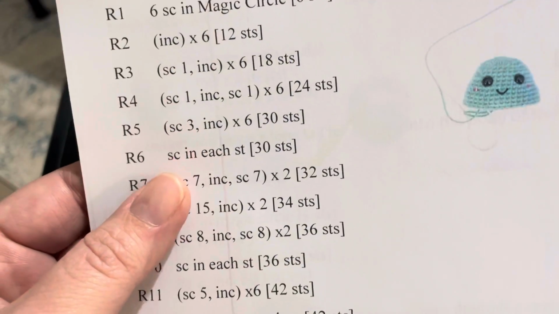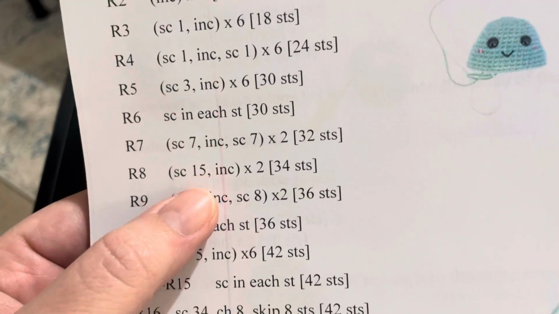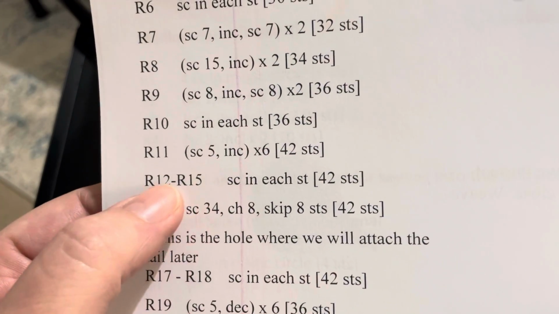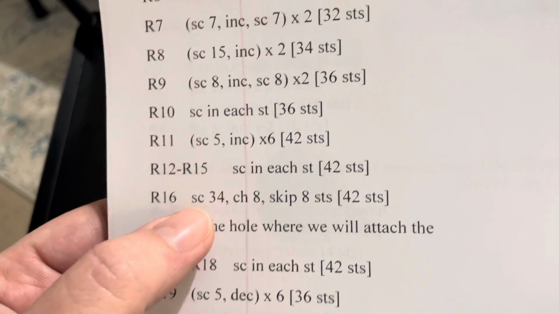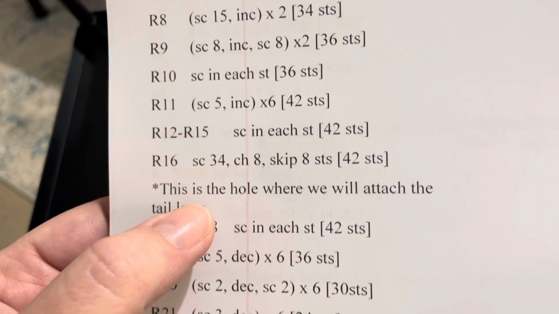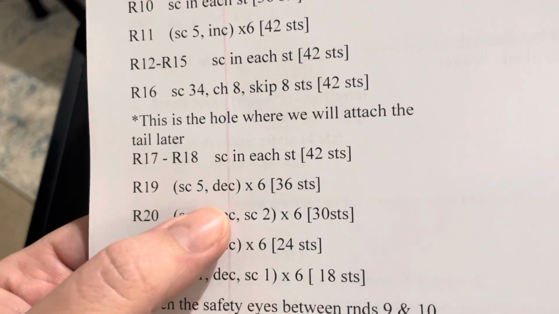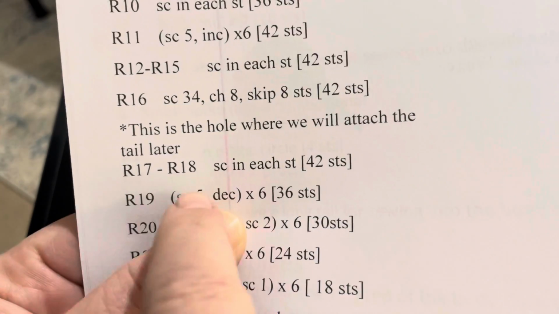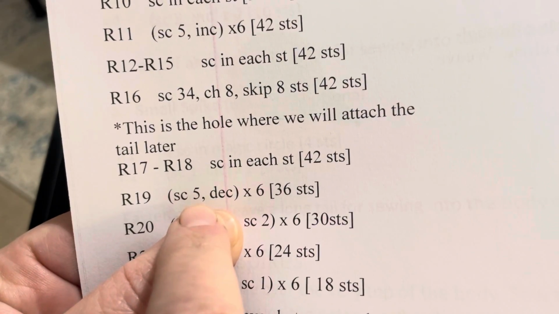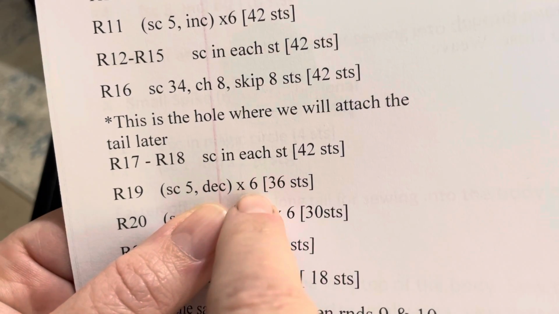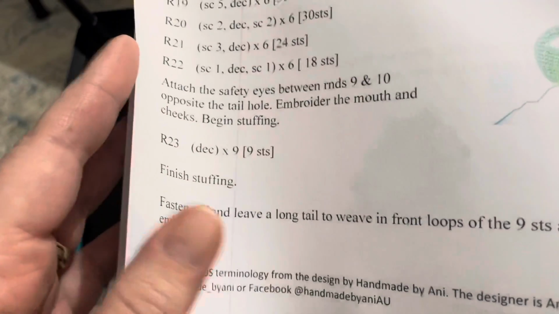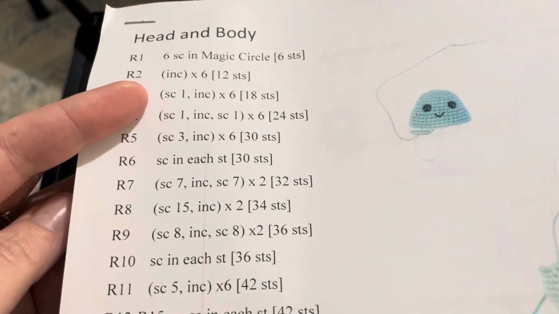Now you're going to see down here, we're going to increase all these rounds, and then round 12 through round 15. So you need to make sure that you're keeping track of your rounds. And then we have this term, decrease. So a decrease will happen. So you'll single crochet 5 stitches, then you're going to decrease 6 times. So I'm going to show you how to do that. And then I think that's all for these instructions. We'll cover a lot of this in class, okay?